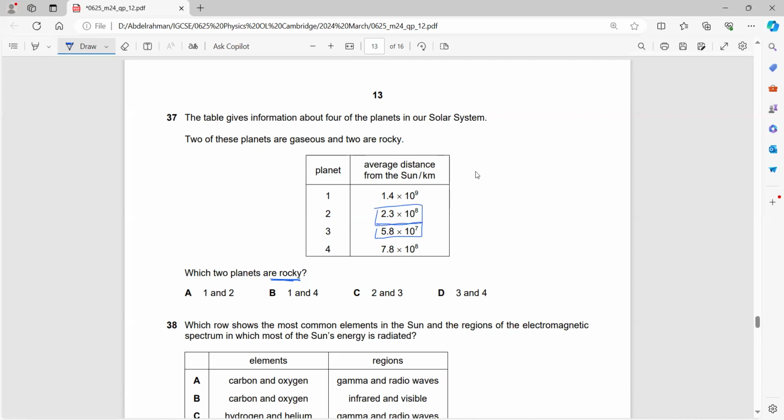We can cancel out one. And we can cancel out four. Why? Because it's slightly further than two. That's it. So the rocky planets have to be close to the sun. So we'll just choose the closest planets to the sun, which are two and three.